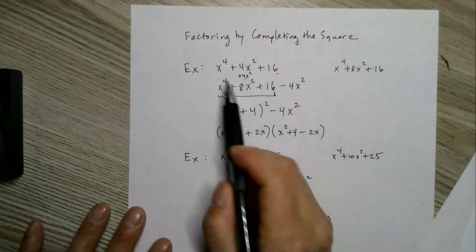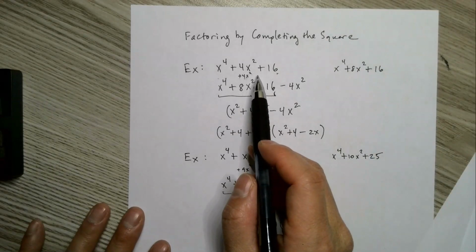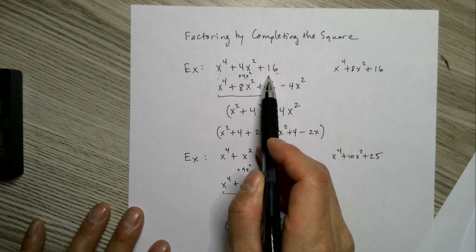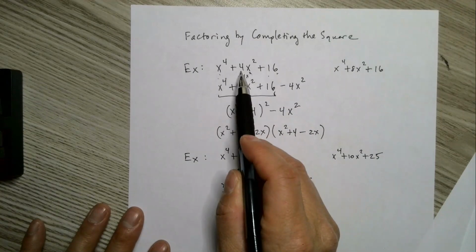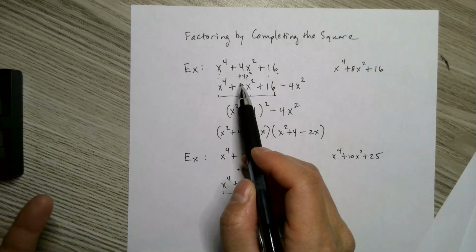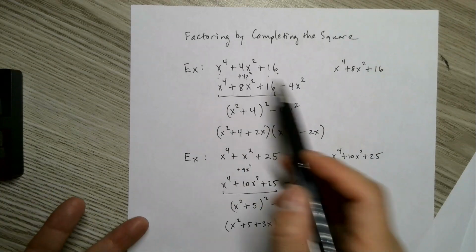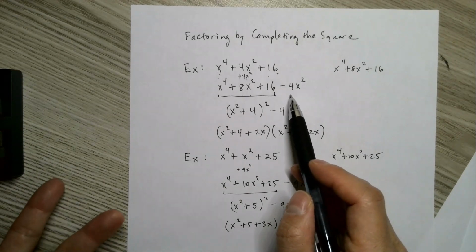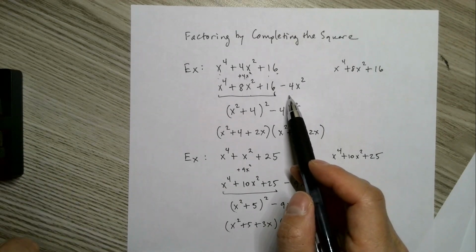And then with the degree 4s, if the first and third terms are perfect squares and the middle one is not the right coefficient, add something to make it the right coefficient, and then compensate by subtracting what you added, and it might work out. Okay?